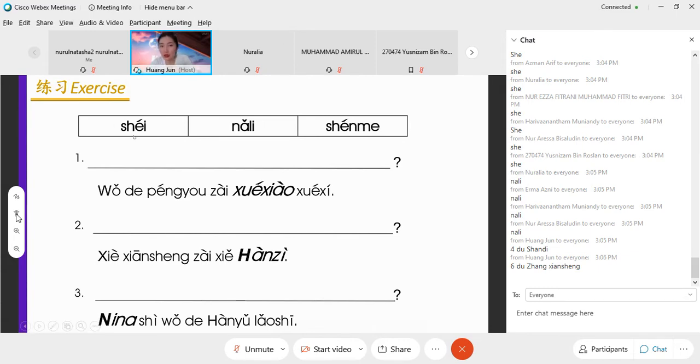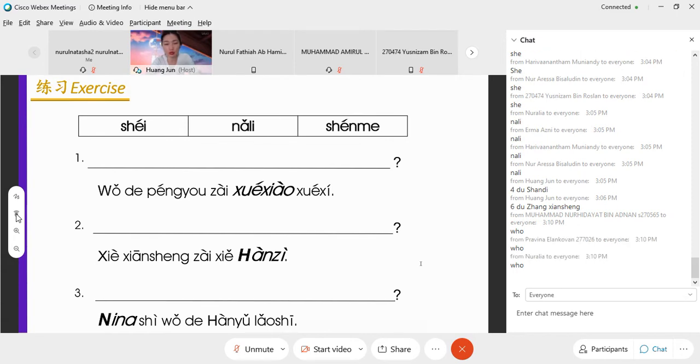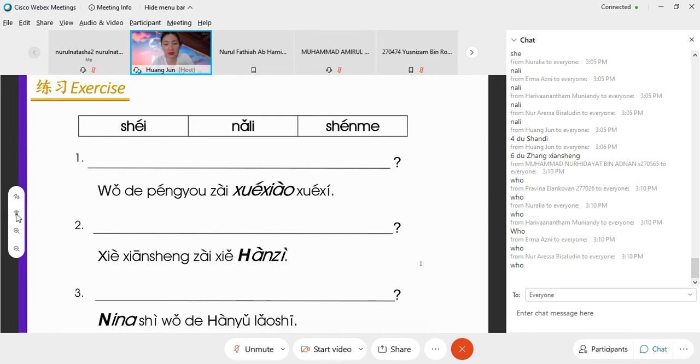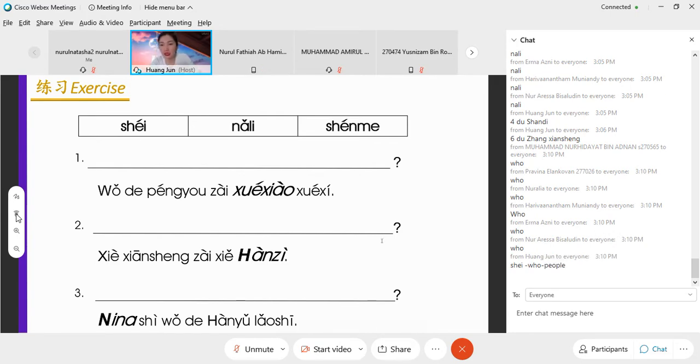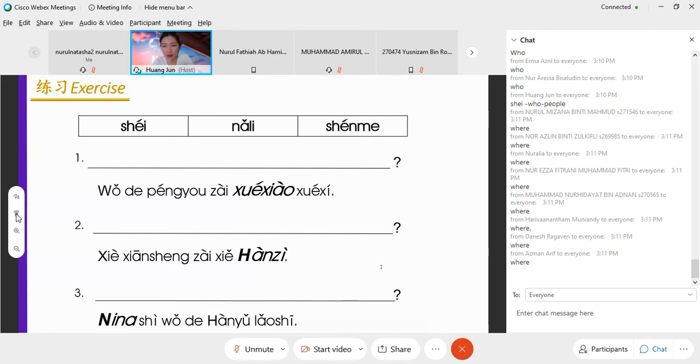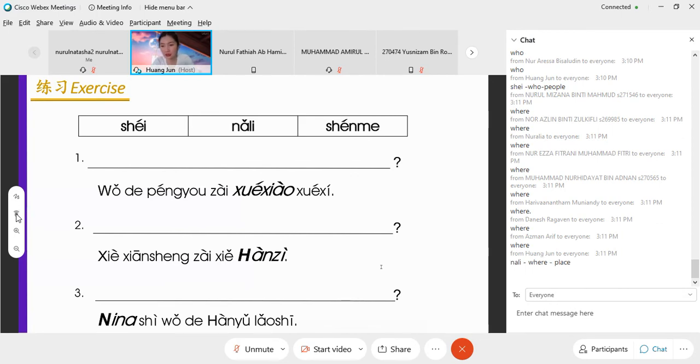So like the word 谁, what's the meaning of 谁? 谁 means who, very good. Then your answer for 谁 will be a person. So if they give you a person, then you will choose 谁 as the question word to ask for it. Then number 2, 哪里, what's the meaning? 哪里 means where. So for where, your answer will be a place.